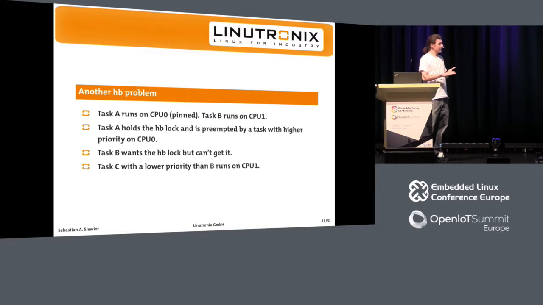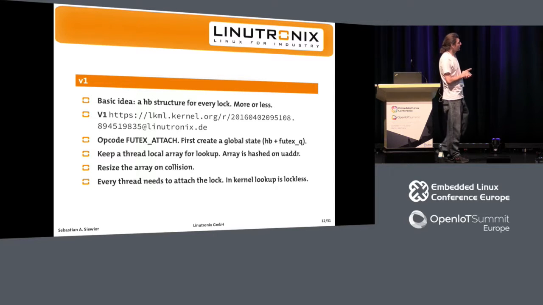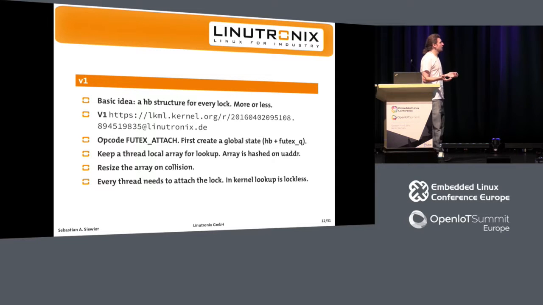So after we identified it, we were thinking about what can be done, and we came up with the more or less obvious thing: you want a unique hash bucket struct for each lock that comes from userland, which is more or less challenging because you never know when the user gets in and where we have the locks. So it's hard to allocate memory and all you need up front.